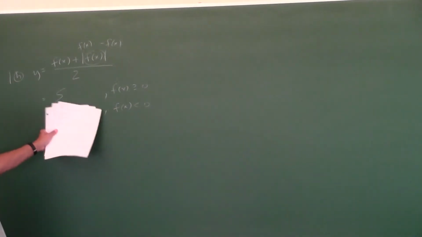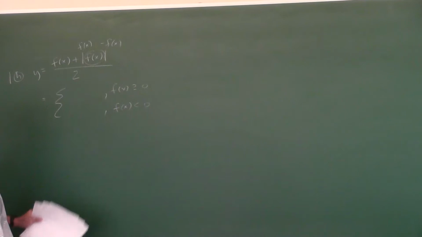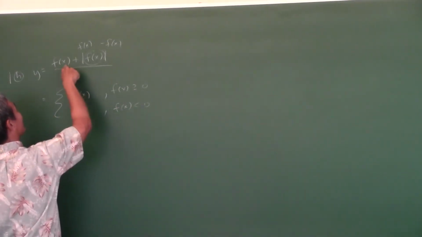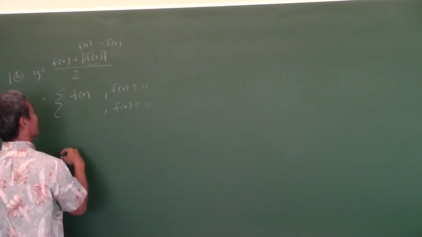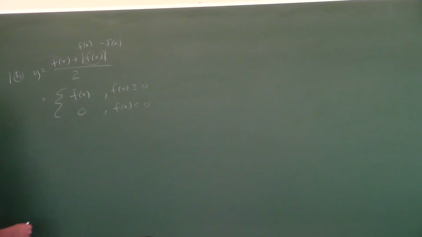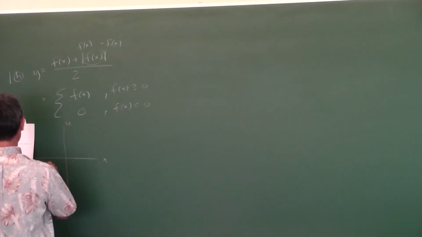Okay, so let's simplify this. If this is f of x, what is f of x plus f of x all over 2? Just f of x, right? And what is f of x minus f of x over 2? 0. So you write the piecewise function. Or you can just do it in your head, I suppose. Now, what was the graph I gave you? It looks like this. I'm not going to draw it accurately.